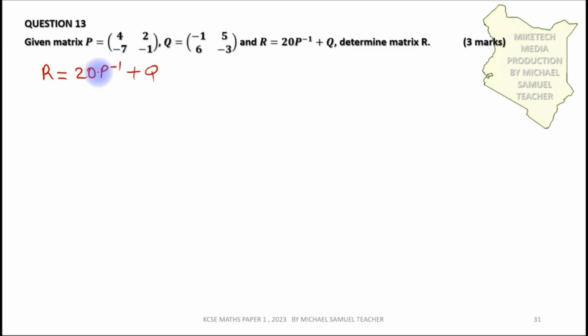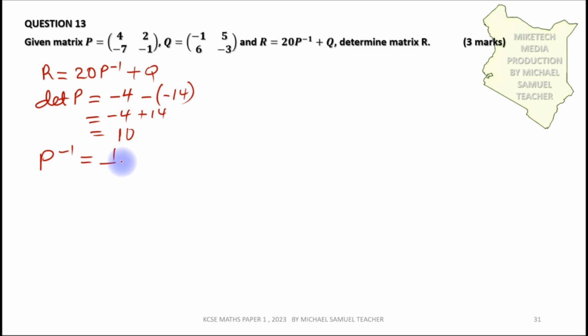In that case, we need first to get the determinant of matrix P, and we get that by multiplying the elements in the main diagonal. 4 times minus 1, that is minus 4, then minus the product of the other diagonal, minus 7 times 2, that is minus 14. So this will be minus 4 plus 14, which is 10.